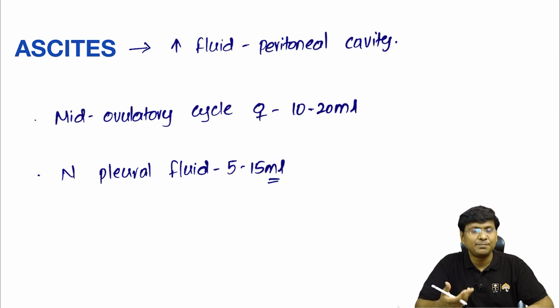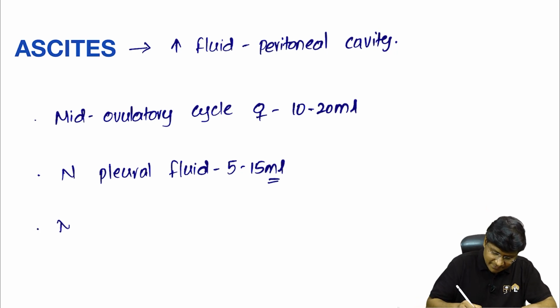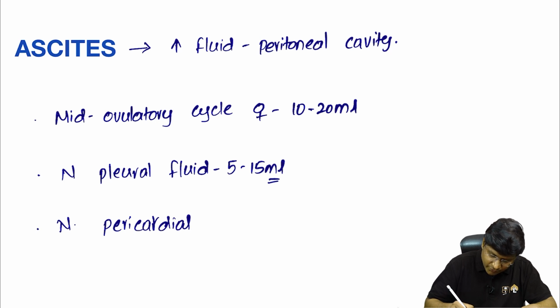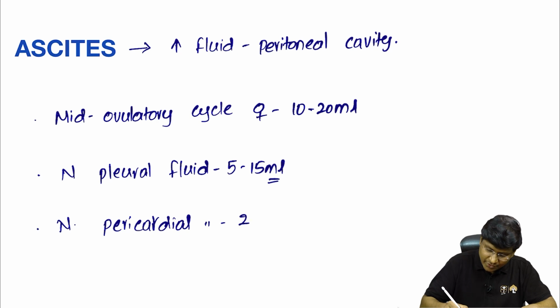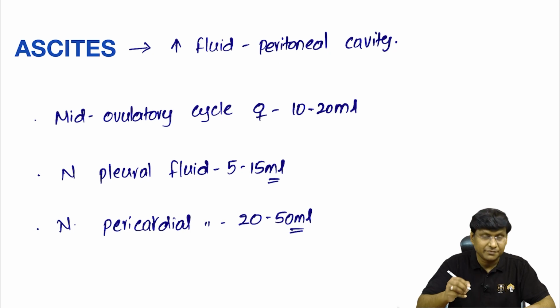And if there is pleural effusion, the investigation of choice is the CT chest, which will detect even the minimal quantity of fluid accumulated within the pleural space. The other important serous cavity is the pericardial space. So what is the normal quantity of pericardial fluid in the pericardial space? That is around 20 to 50 ml, right?